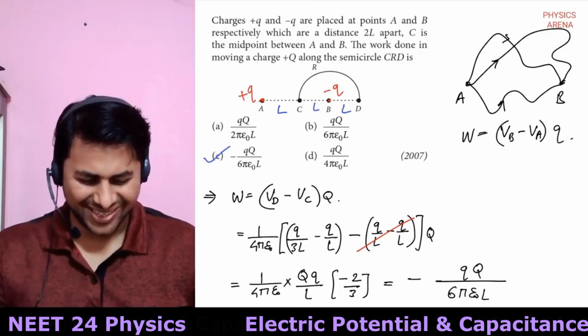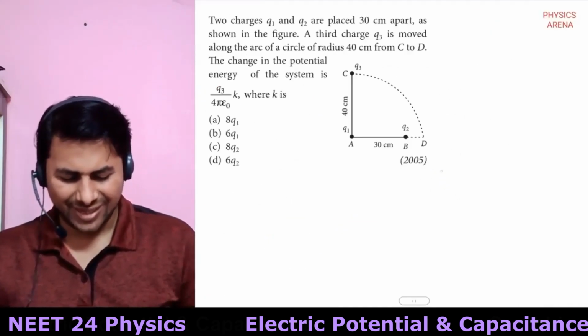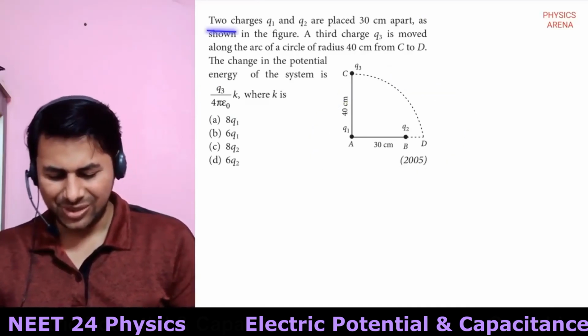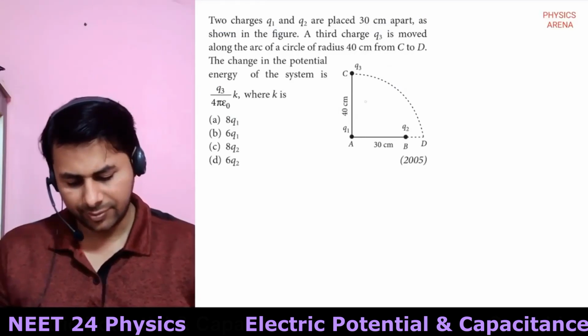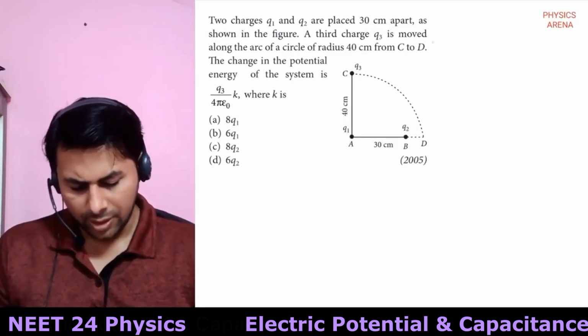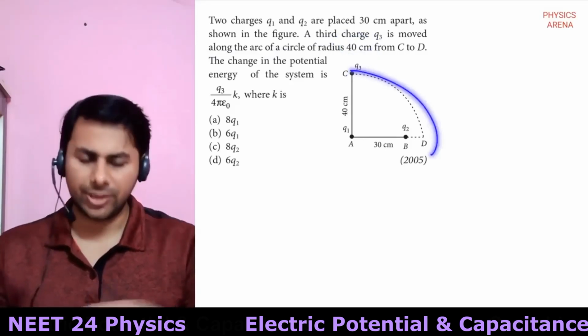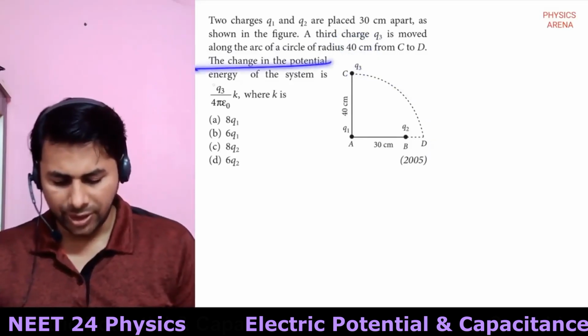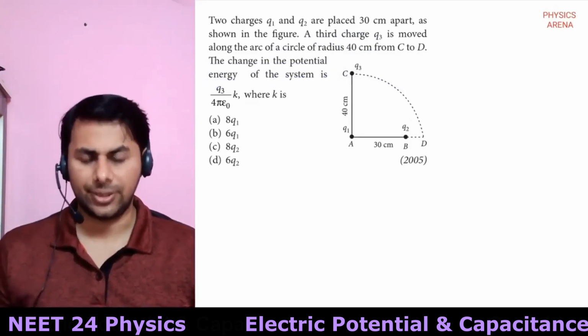Okay, very fast. All right. So this was also very simple. Again, this is a similar question. Two charges Q1 and Q2 are placed 30 centimeter apart. Then a third charge Q3 is moved along an arc of a circle of radius 40 centimeter from C to D. You move it from C to D. How much is the change in potential energy of the system?